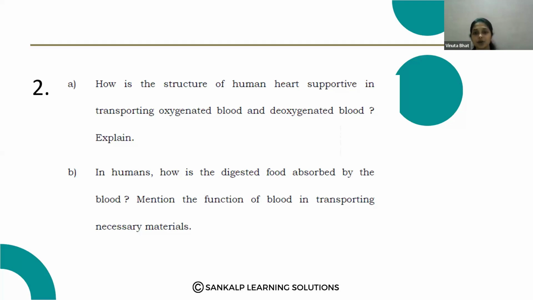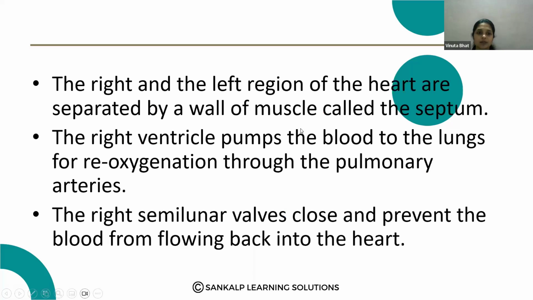How is the structure of human heart supportive in transporting the oxygenated and the deoxygenated blood? Explain. Second one, in humans, how is the digested food absorbed by the blood? Mention the function of blood in transporting necessary materials. So each question is for 2 marks. Yes, first one.